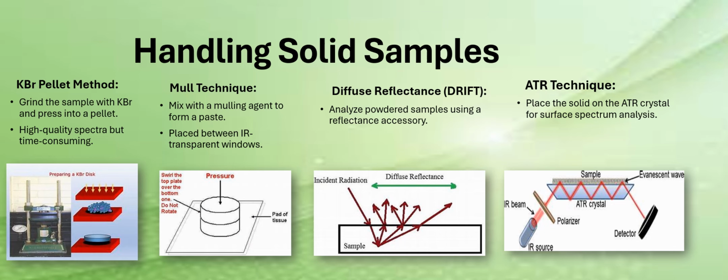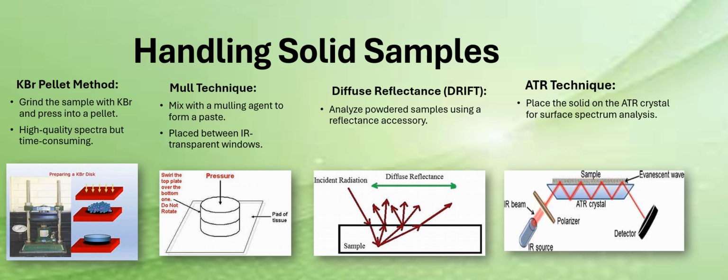Let's start with solid samples. There are several methods you can use, depending on your sample type and requirements. KBr pellet method. This involves grinding the sample with potassium bromide and pressing it into a pellet. It produces high-quality spectra, but can be time-consuming.